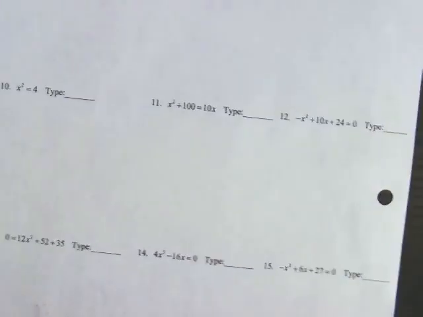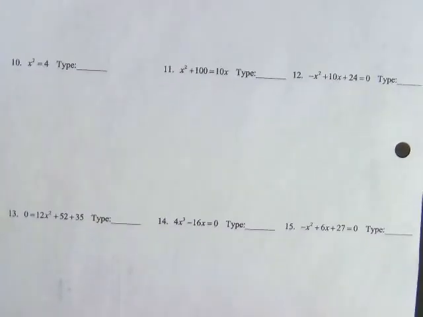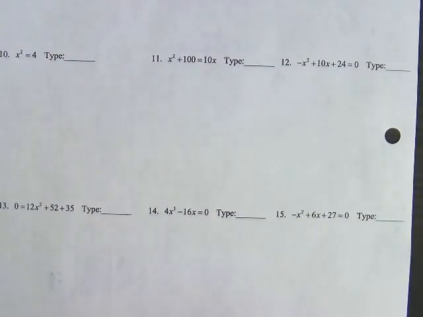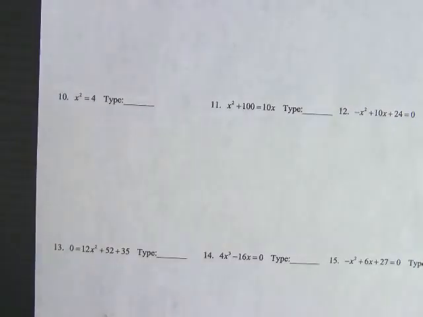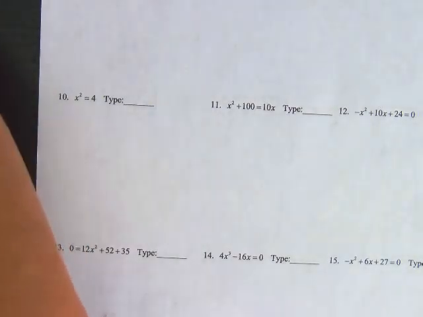Okay, there's a whole bunch more on here. Make sure that you look for GCF first. And after that, factor and tee off. Hope that helps.